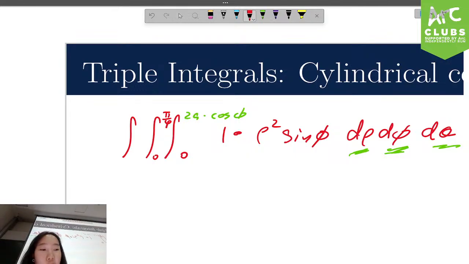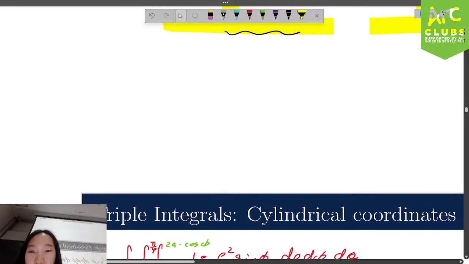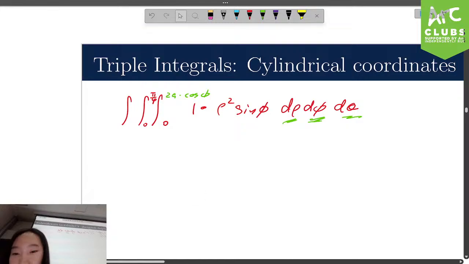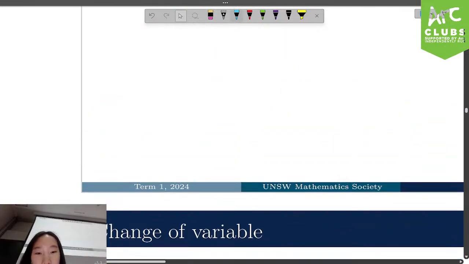And then we need to determine the bound for theta. Where is our theta? You see the graph? It's all the way around here. So just 0 to 2 pi, it's very obvious. So we get the integral over here. All we need to do is just evaluate. We'll not evaluate this time, and you can find a time to evaluate, all right? Okay, cool. So that's for the spherical coordinates.